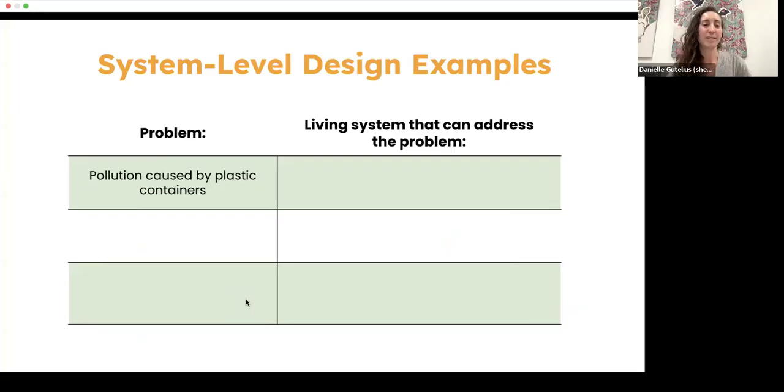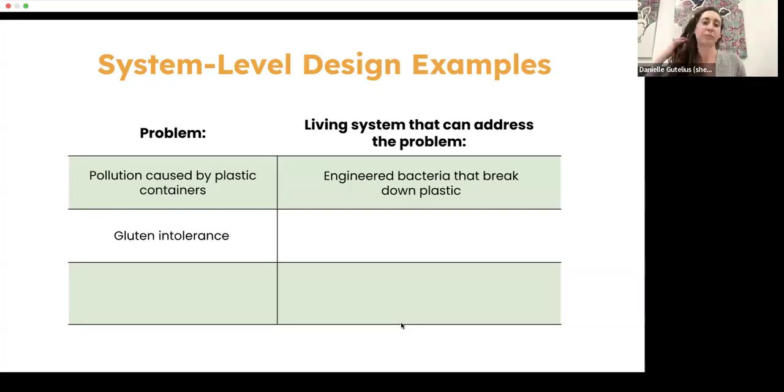So if the problem that you propose to address is pollution caused by plastic containers, if you've gone on a walk or run outside at any point in time, you've probably encountered plastic trash on the ground, right? Or in waterways. So if this is the problem you want to address, your living system could just be engineered bacteria that can break down plastic, okay? We're just at a very basic level at this point, okay? Another example, let's say the problem you want to tackle is gluten intolerance. The living system that you propose could be an engineered bacteria that breaks down gluten in your body, right?